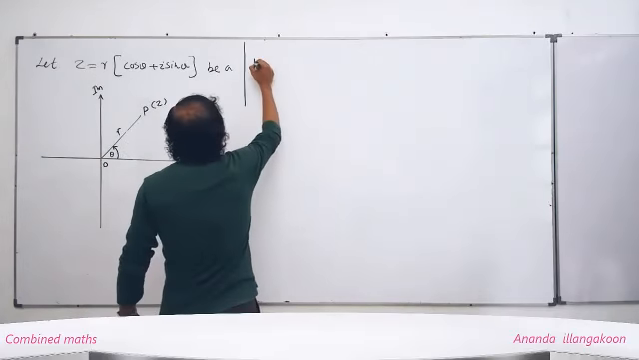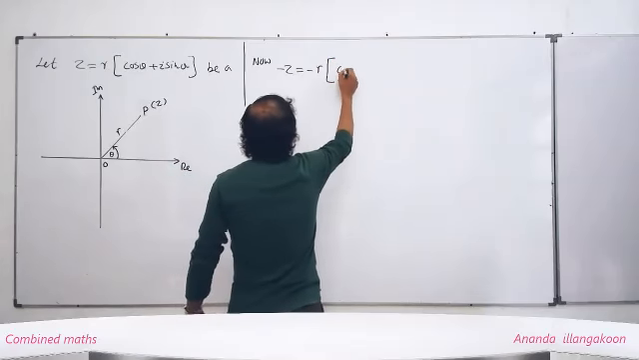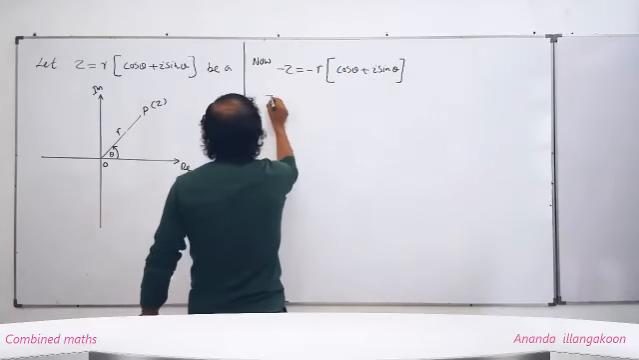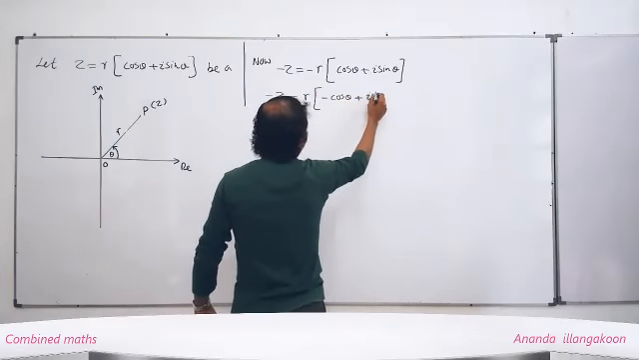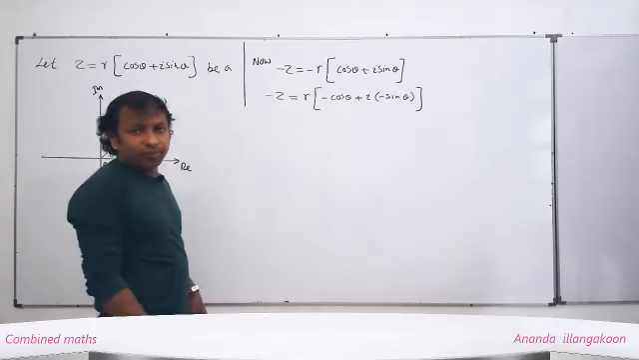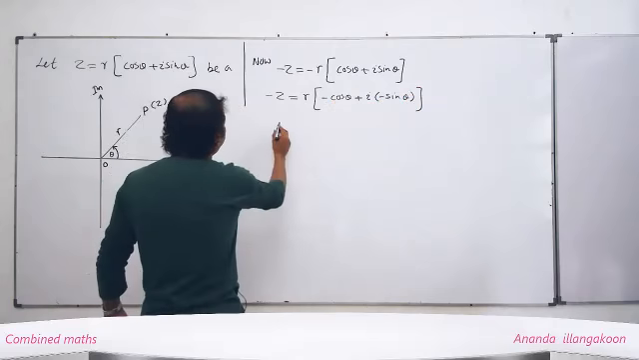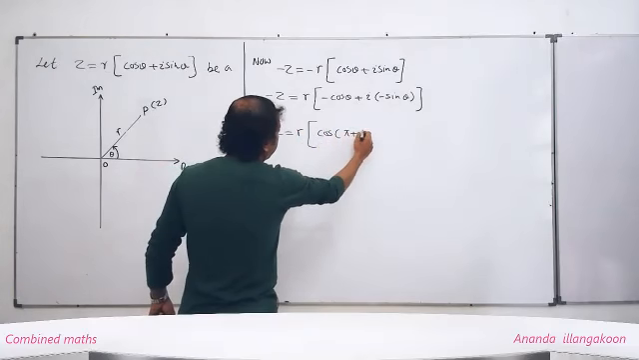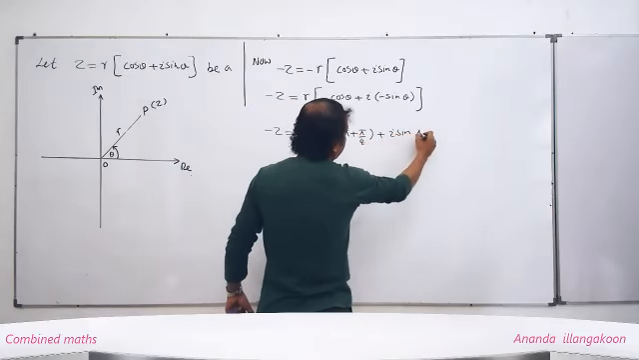Now minus z equals minus r times (cos theta plus i sin theta). Then minus z equals r times (minus cos theta plus i times minus sin theta). As I told you, minus signs can't be kept before sin and cos, so we have to choose a suitable angle there. R times cos of (pi plus theta) plus i sin of (pi plus theta).